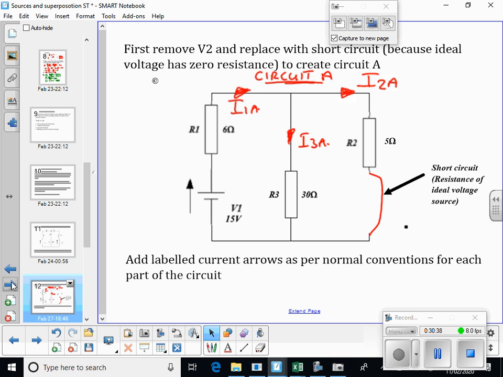How can I do that now with the information I've got? The only information I've got at the moment is one voltage and all the resistances. Well, the total current in this leg, I1A, that's the one that we can calculate first. But how? Find the total resistance of that. How are they connected? Which two are in parallel?